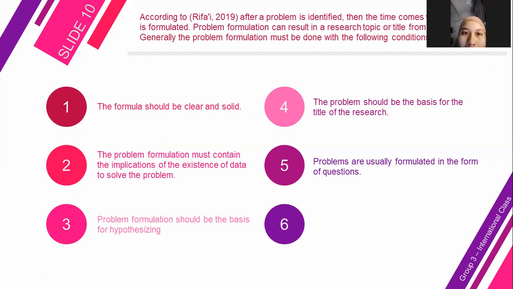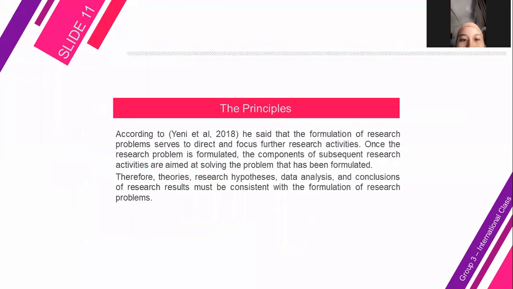The first one is the formulation should be clear and solid. Second, the problem formulation must contain the explanation of the existence of data to solve the problem. And the third, problem formulation should be the basis of our hypothesizing. Four, problem formulation should be the basis for the title of the research. And the last one is problems are usually formulated in the form of question. Okay, this is all about my material. I give back to moderator.